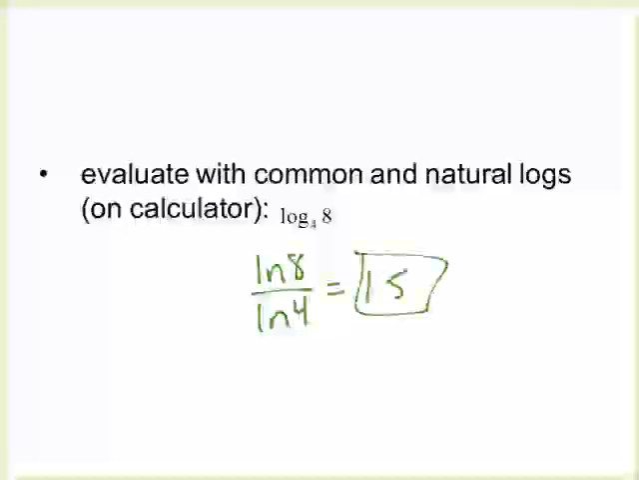1.5. So that's our answer, and what that answer means is that 4 to the 1.5 should be equal to 8. Okay? That's what a log is doing, evaluating an exponent. Questions?